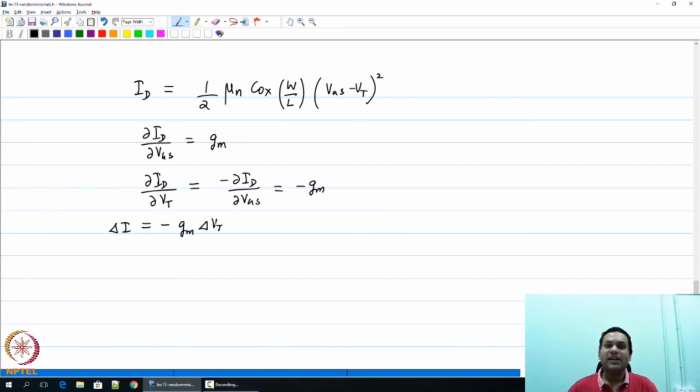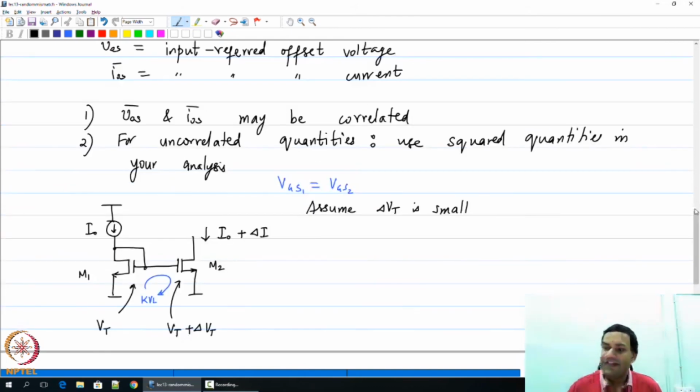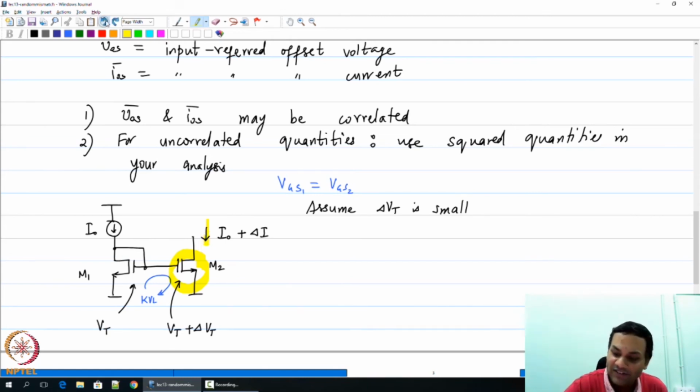Now what does this negative sign mean for us? What this is telling us is that if M2 has a larger threshold voltage, for the same VGS, its current will be smaller. In other words, delta I will be negative. If delta Vt is positive, delta I will be negative, and vice versa. So that is what that negative sign is telling us.